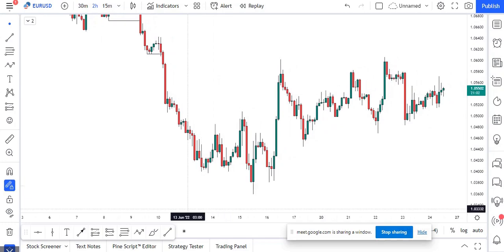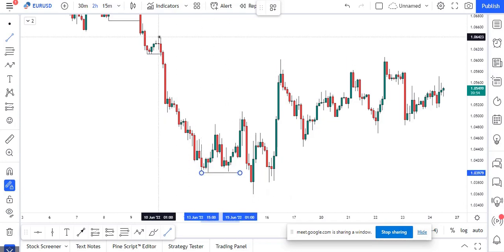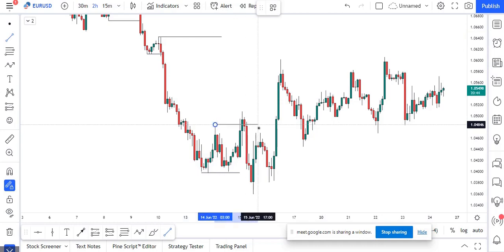So after this impulsive move, this was the last low, and this was the last high. We had this little high right here, and if you observe, what did price do? It came upside, and it immediately came back in the range. So what was that? This was a liquidity grab. This was not a break of structure.